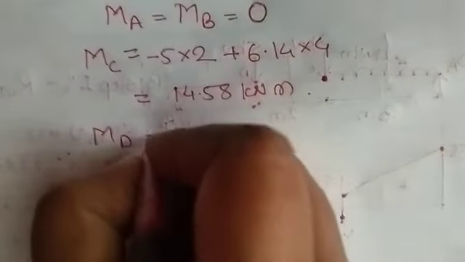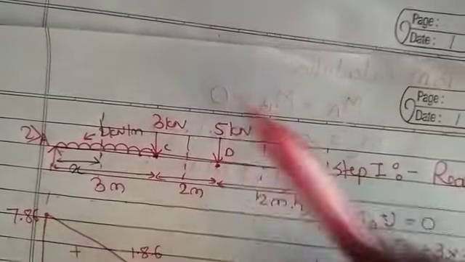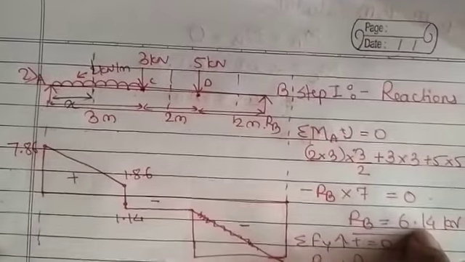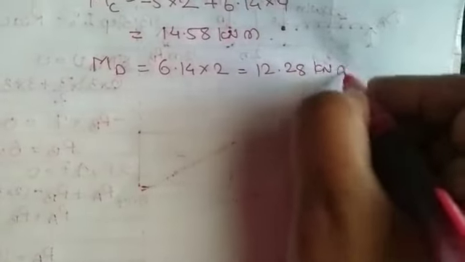Now if we consider the point D, so moment at point D, consider the right side force as there is only one force, and rotate it. So RB will rotate by 2 meter, RB's value is 6.14. So moment at D will be 6.14 into 2, which is equal to 12.28 kilonewton meter. Okay, so we got the moment at C and D.